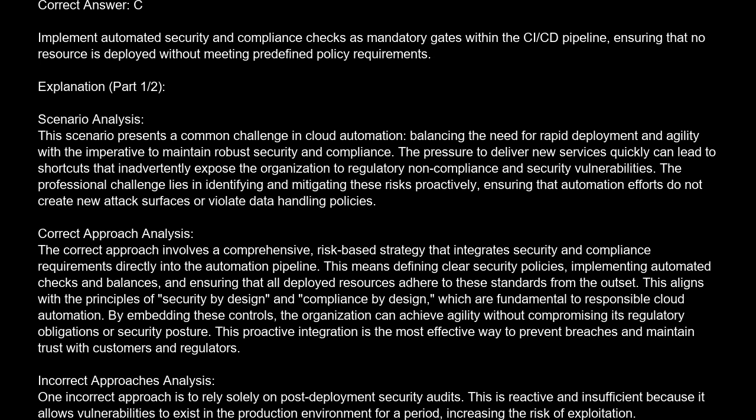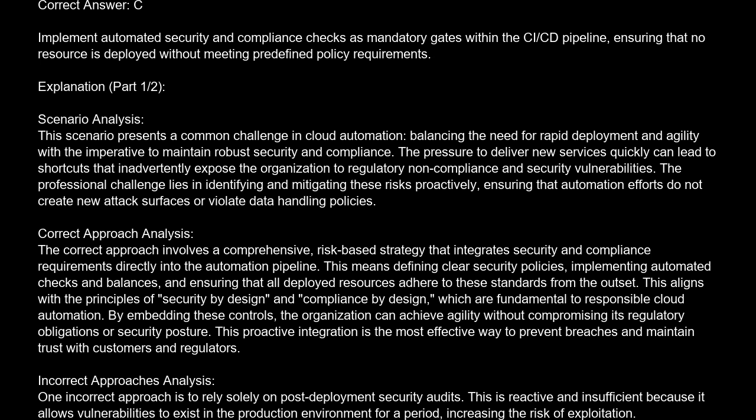This scenario presents a common challenge in cloud automation, balancing the need for rapid deployment and agility with the imperative to maintain robust security and compliance. The pressure to deliver new services quickly can lead to shortcuts that inadvertently expose the organization to regulatory noncompliance and security vulnerabilities. The professional challenge lies in identifying and mitigating these risks proactively, ensuring that automation efforts do not create new attack surfaces or violate data handling policies.